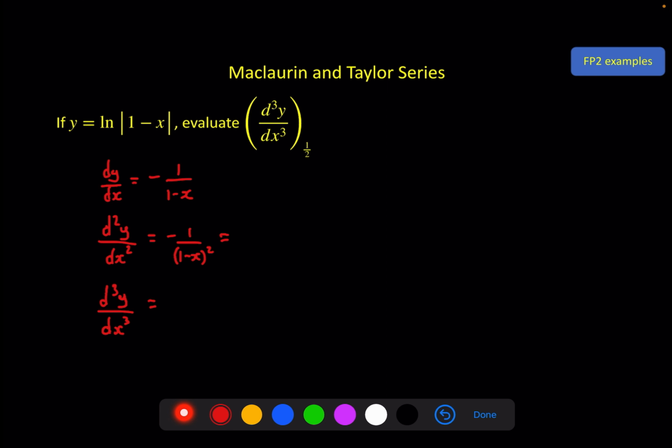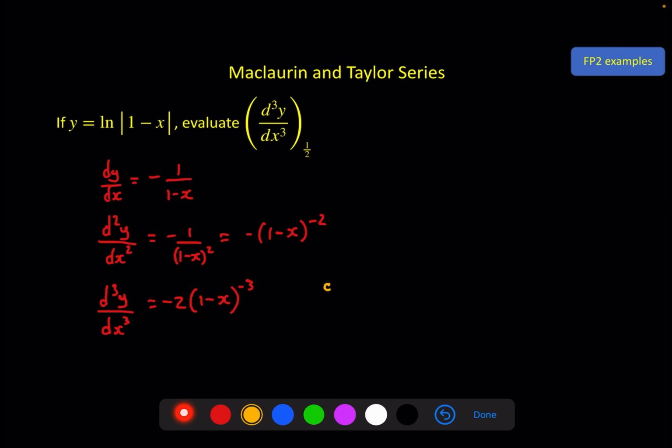if I just change that into index notation, make it a little bit easier for myself, that is equal to minus 2 (1 minus x) to the power of minus 3. We have the minuses here even though the minus from the index is coming down because the minus inside the bracket is also coming out, so that minus is going to stay there. Then of course our index on the bracket is now minus 3. So this is the expression that I need to evaluate when x equals a half.